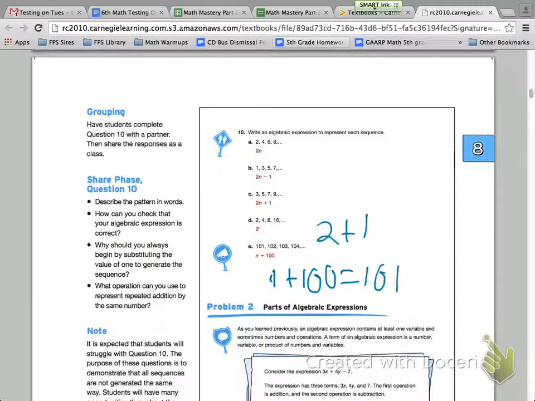Plus 100 equals 102. The third term plus 100 equals 103. And I'm a little off the page there. Okay? And the fourth term plus 100 would equal 104.